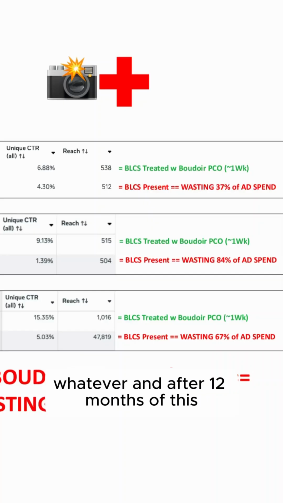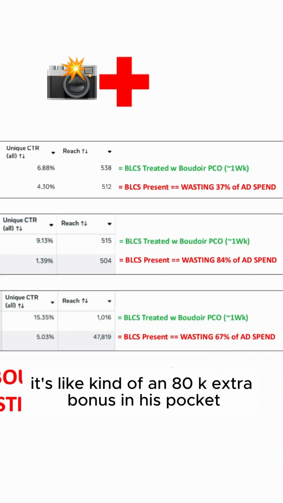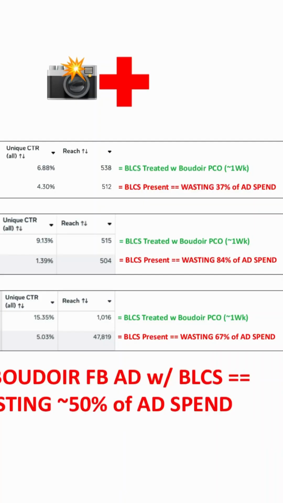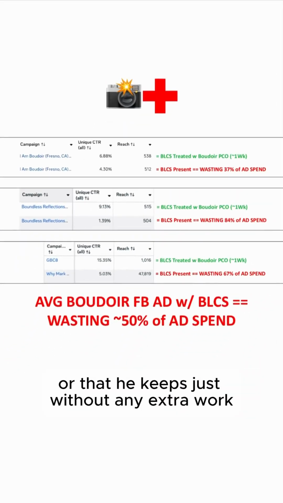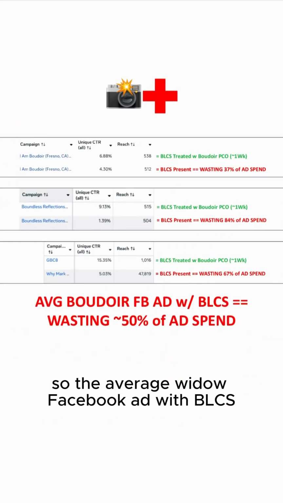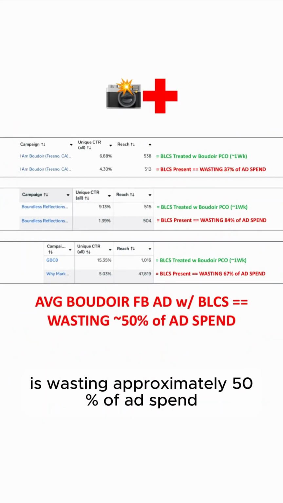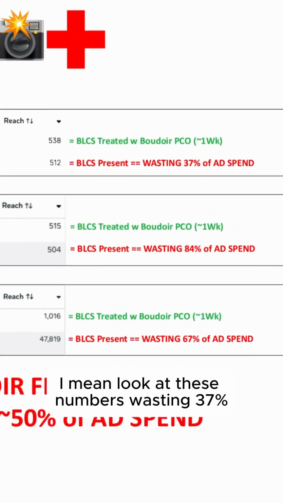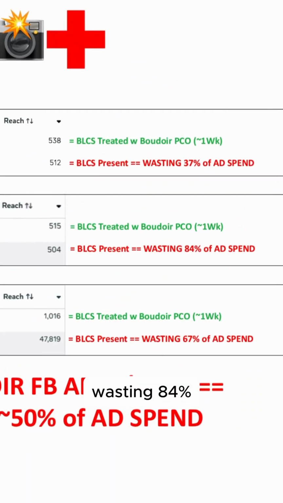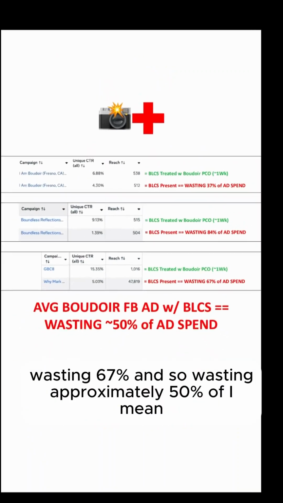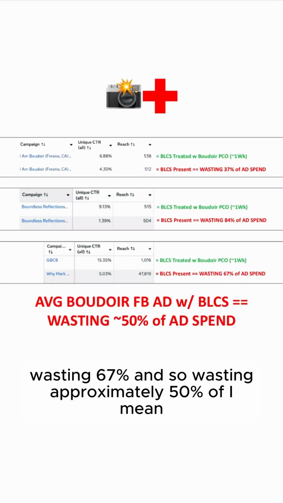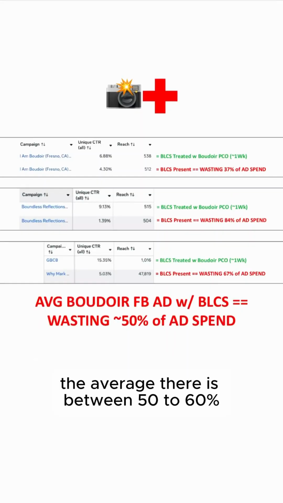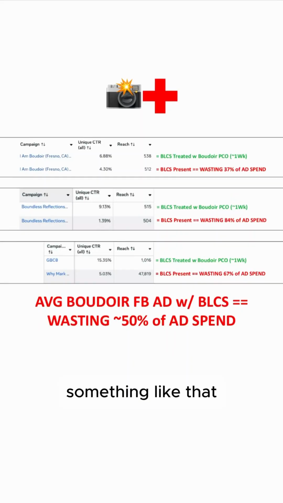And after 12 months of this, it's kind of an 80K extra bonus in his pocket that he no longer has to pay for, or that he keeps without any extra work. So the average Boudoir Facebook ad with BLCS is wasting approximately 50% of ad spend. I mean, look at these numbers: wasting 37%, wasting 84%, wasting 67%. So wasting approximately 50% of it. The average there is between 50 to 60%, something like that.